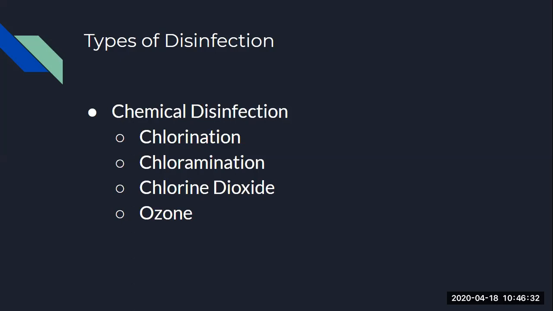You will notice though that at least 3 of these things start with chlor, okay? Which means one of the active ingredients in them is chlorine. When we talk about chlorination, we're looking at chlorine gas, calcium hypochlorite, or sodium hypochlorite. These are the 3 forms of chlorine that we usually use for chlorination.